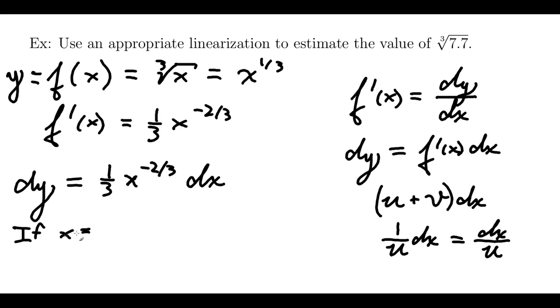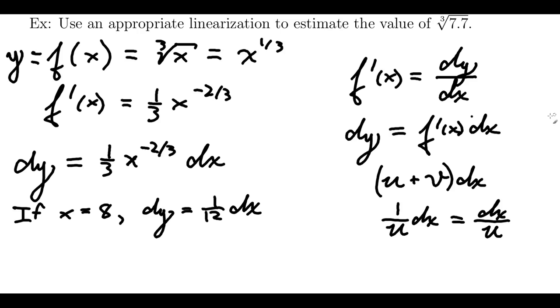We do need to still identify a nearby value like I talked about. Again, we look at the 7.7, we say, okay, well, this is close to 8, and we can take the cube root of 8, so let's work that out. So if x is equal to 8, dy is equal to, and just like I worked out last time, we can figure out that this is 1/12 dx. So we have here that at the point when x equals 8, the differential dy is 1/12 of dx.